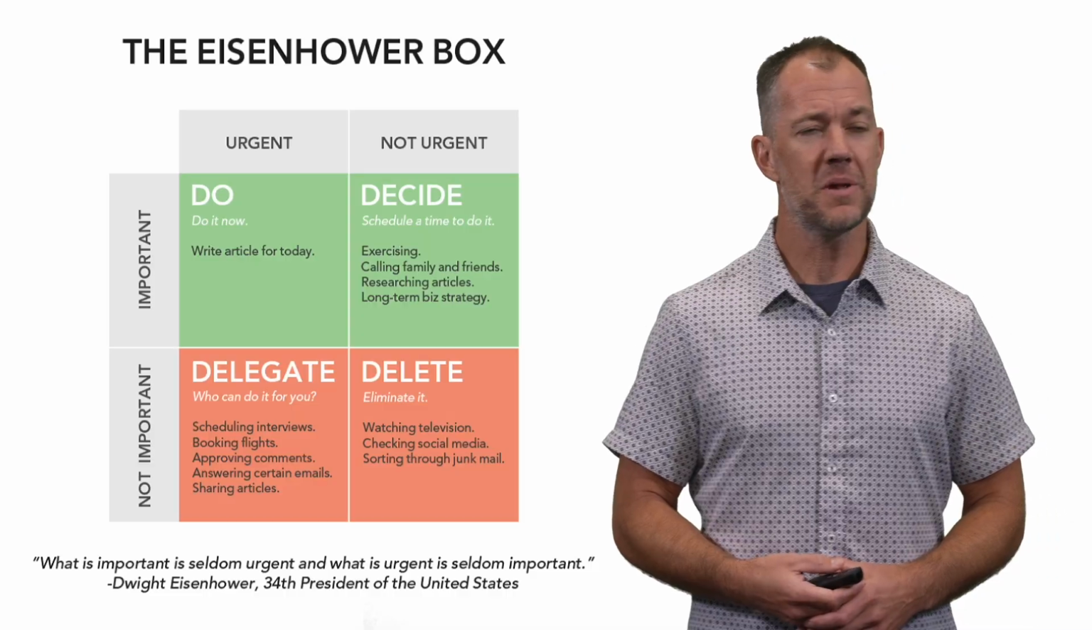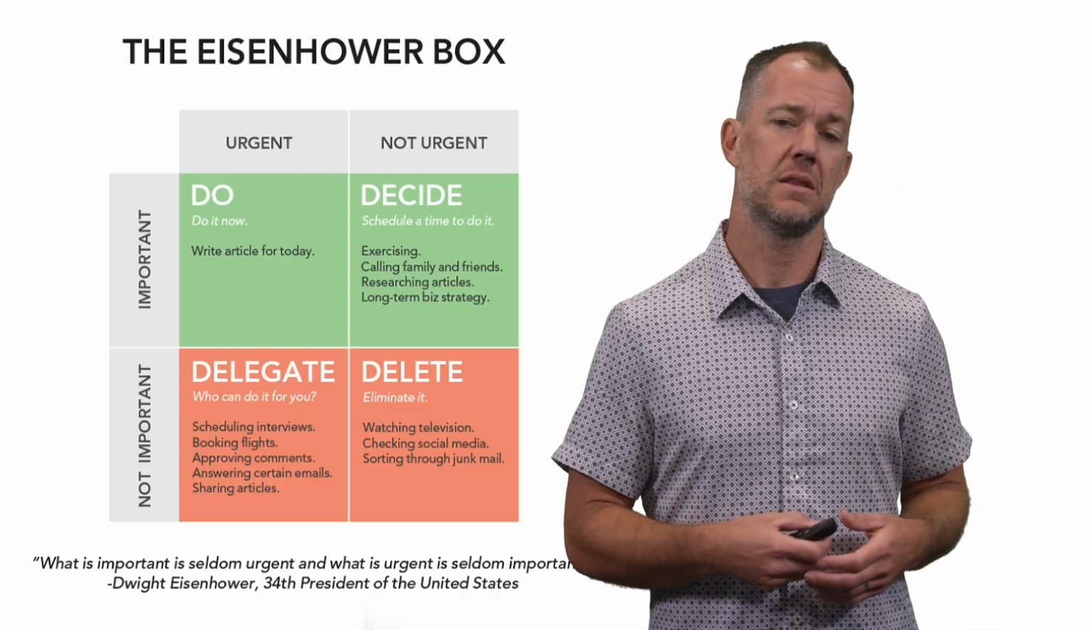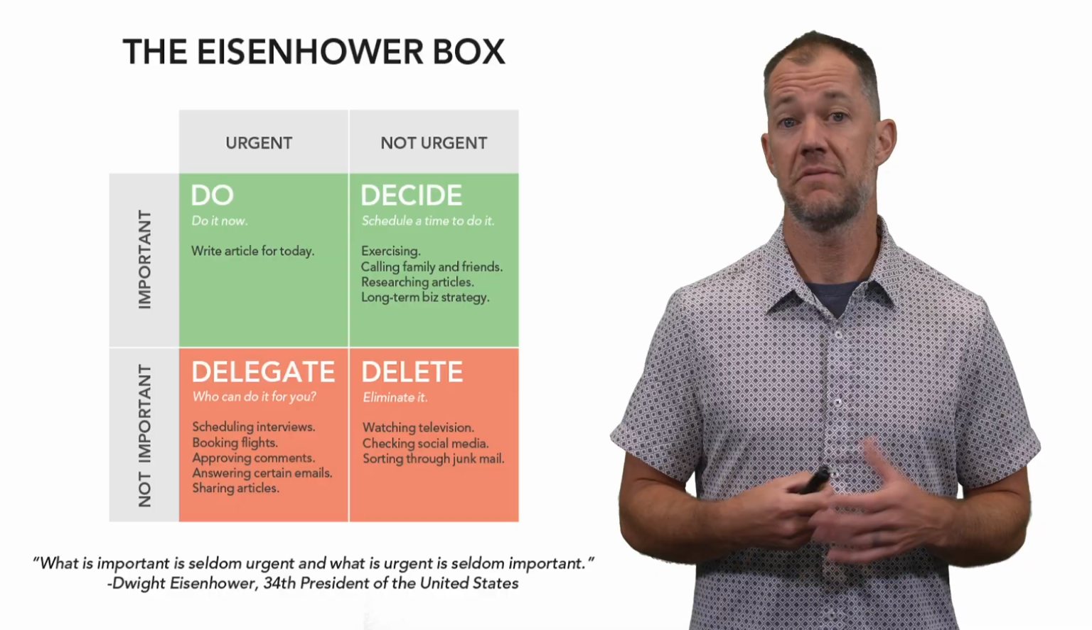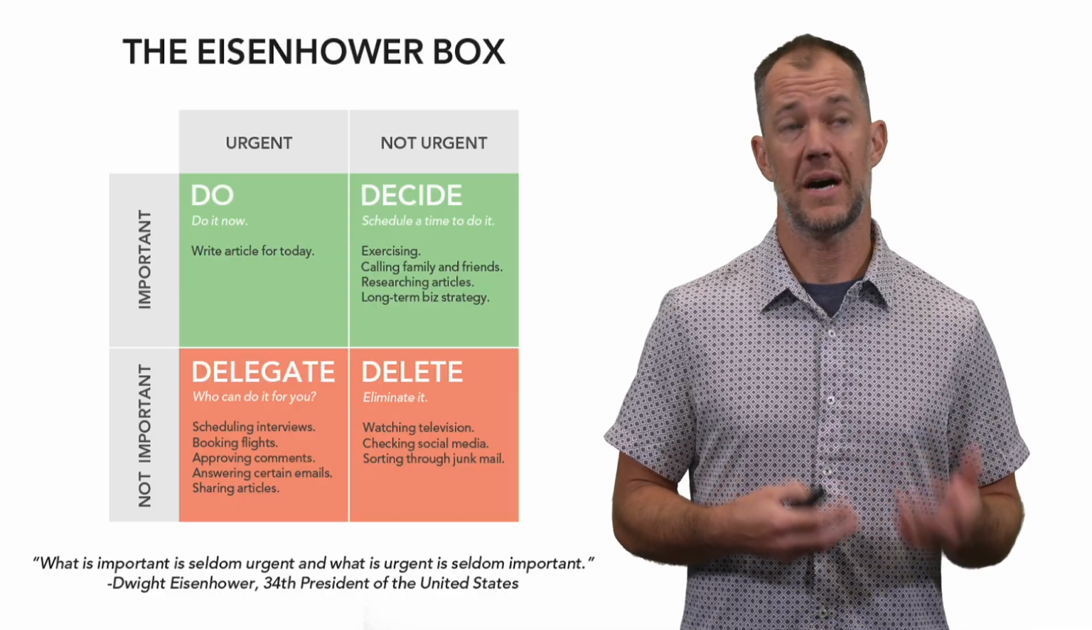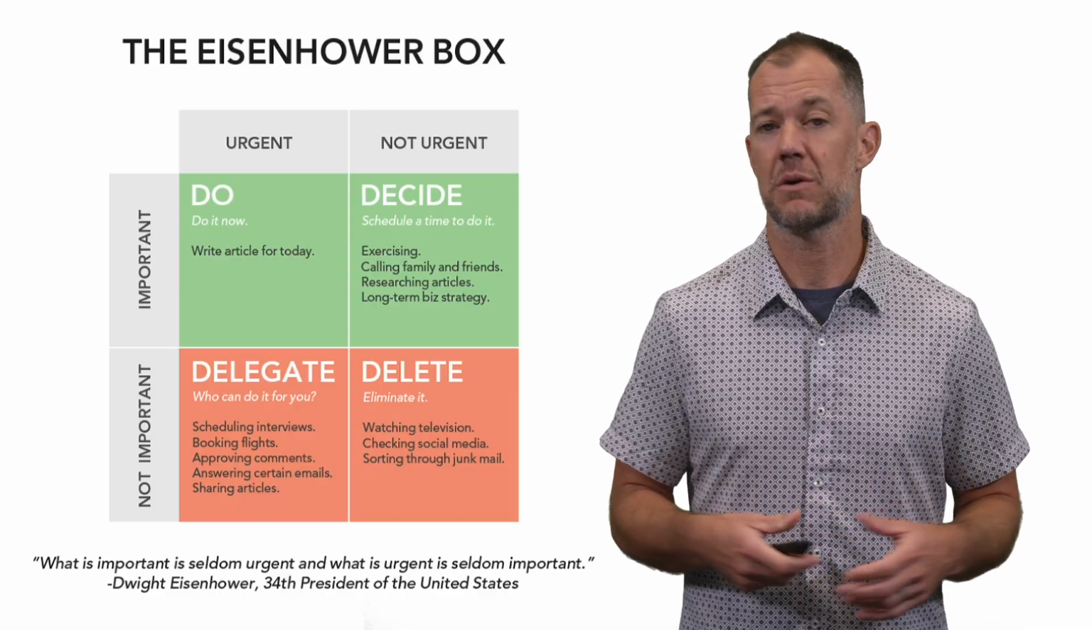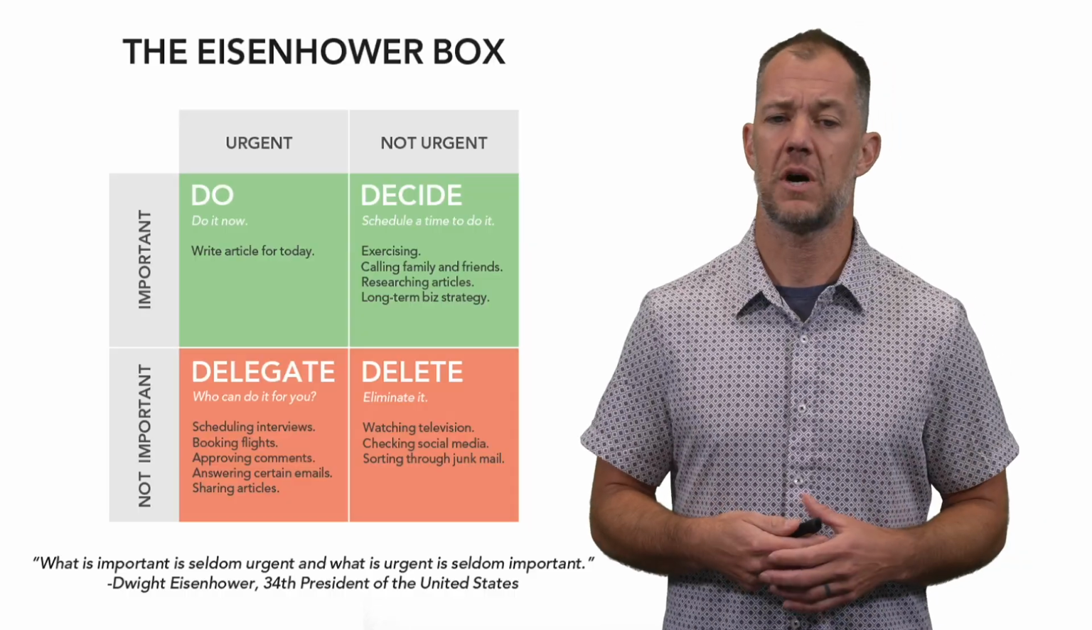The year is 1952. General Dwight D. Eisenhower was just elected president, and in a post-World War II world, he has a lot of decisions to make. Now, what does he do? He applies thinking and training that he learned in the military to develop what we now call the Eisenhower decision matrix, or Eisenhower box. This has 4 different quadrants.